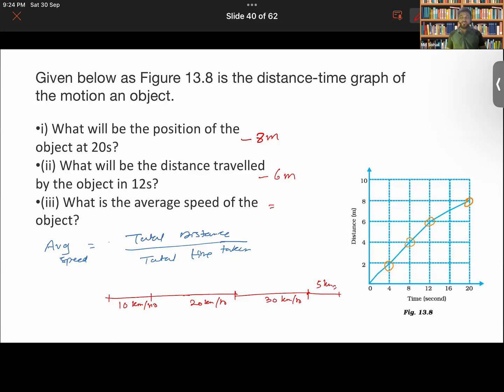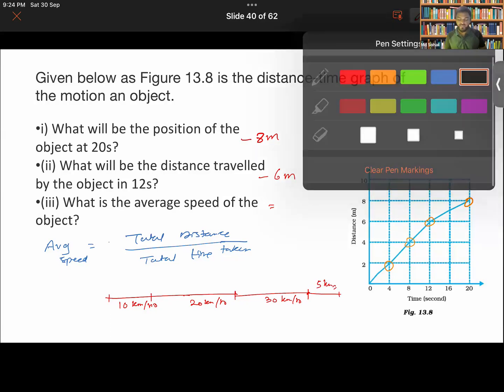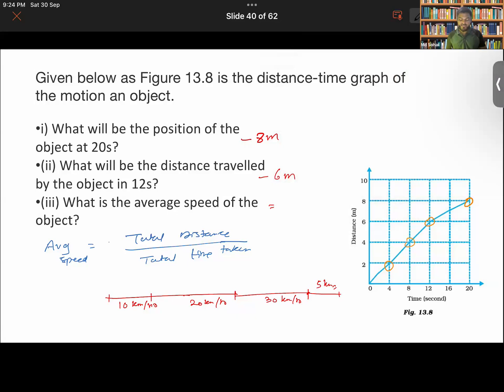So here, what you will be doing is you will simply add all the speeds: 20 plus 10, 30; 30 plus 30, 60; 60 plus 5, 65, and then divide it with what? 4. Divide it with 4. So 16 point something would be the average speed of this body during the journey. That was another method. But here you will be using the first method to find the average speed.